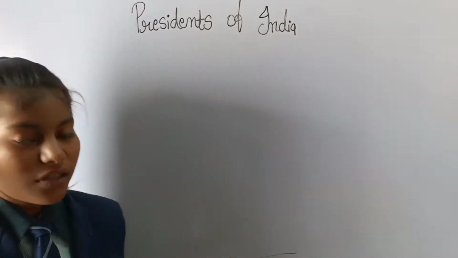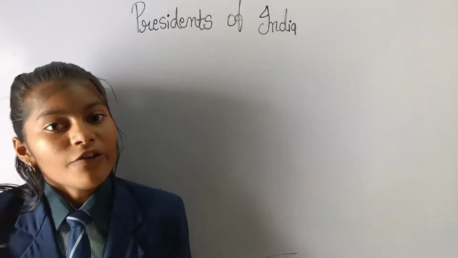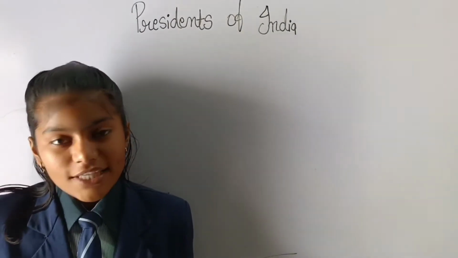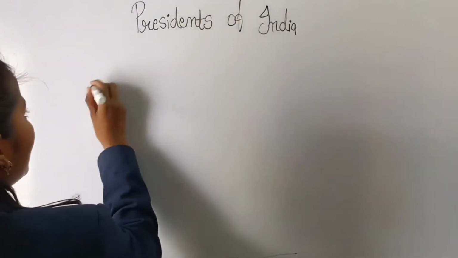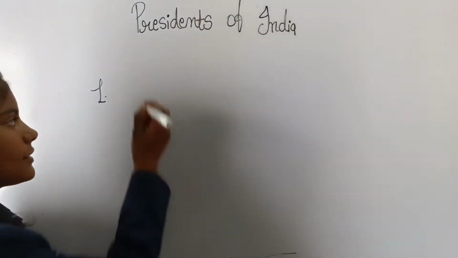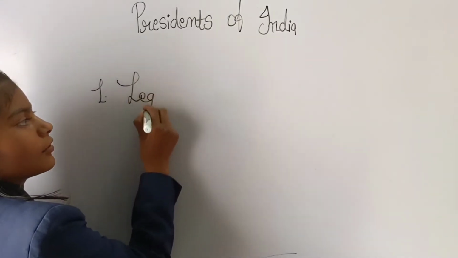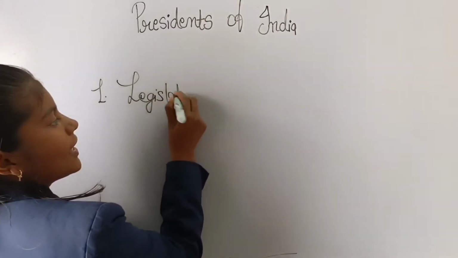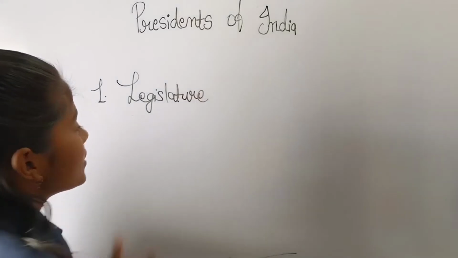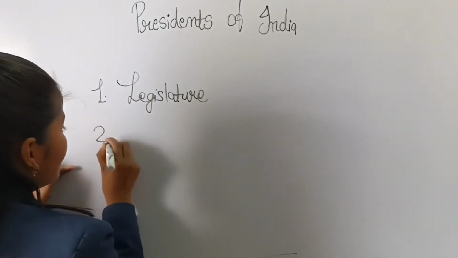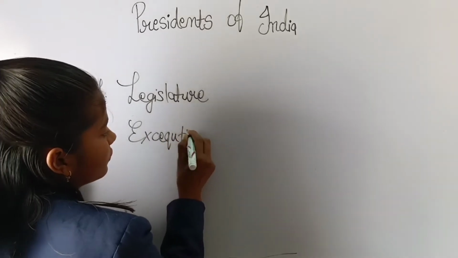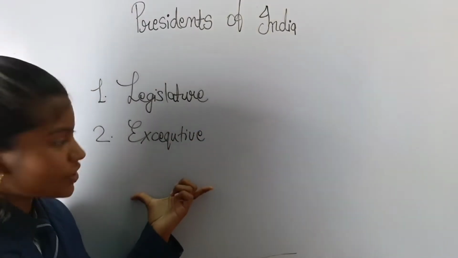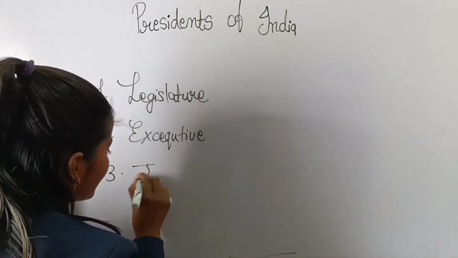There are three organs of the government. First is the legislature, second is the executive, and third is the judiciary.